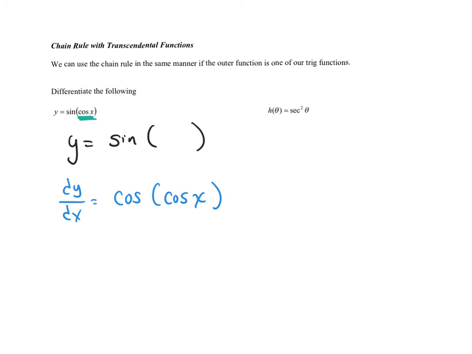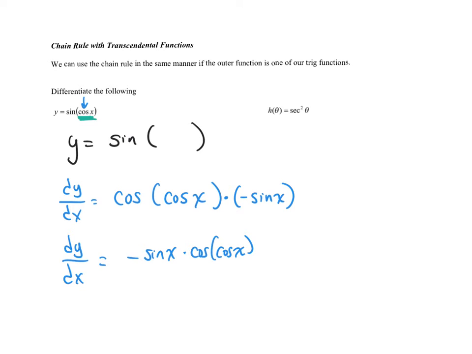times the derivative of the inside. Remember, the last step is always to multiply by the derivative of whatever that inside function is. And so the derivative of cosine is negative sine x. I don't love how that looks, so how I would probably write it is negative sine x times cosine of cosine x. It just looks a little cleaner, I think, if you write it that way.